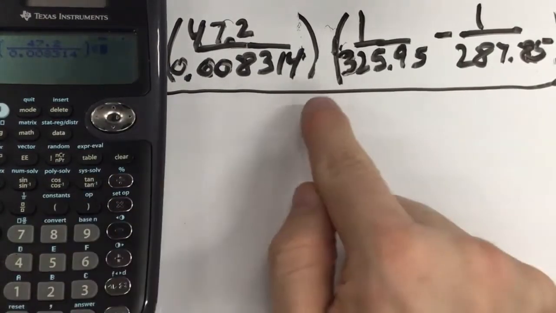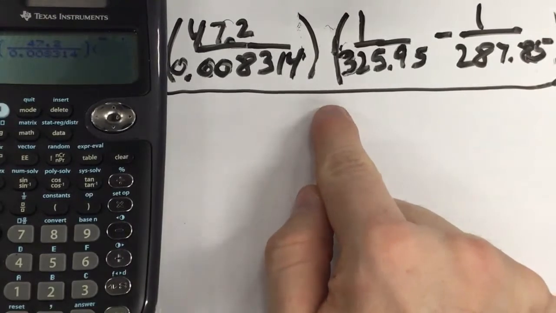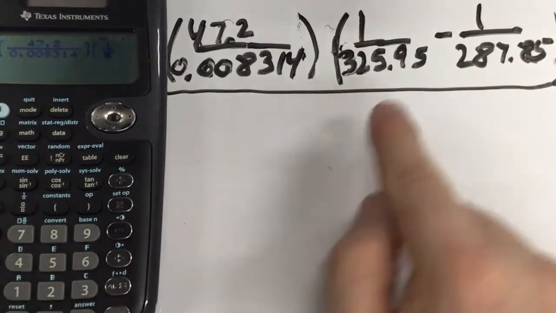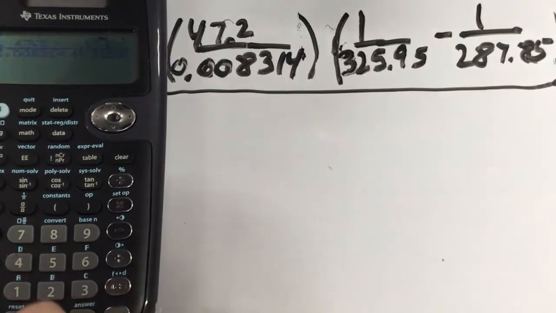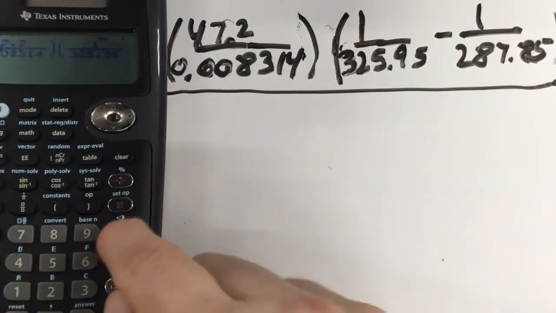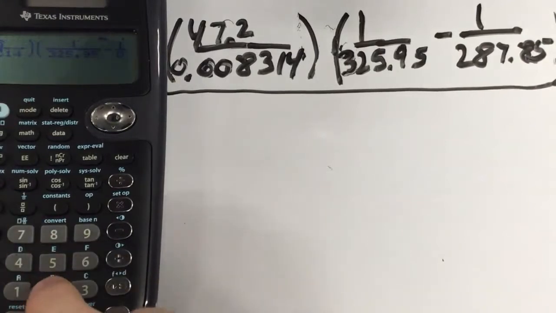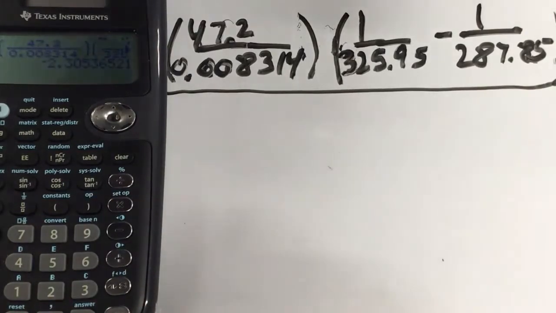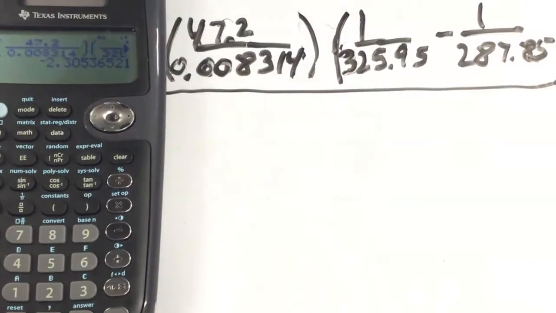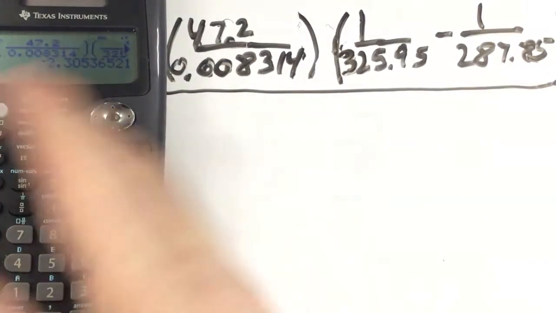Parentheses, more parentheses, which indicates multiplication. 1 over 325.95 minus 1 over 287.85. And close my parentheses. When I hit enter, I will get the evaluation right here, negative 2.305 and some other number.